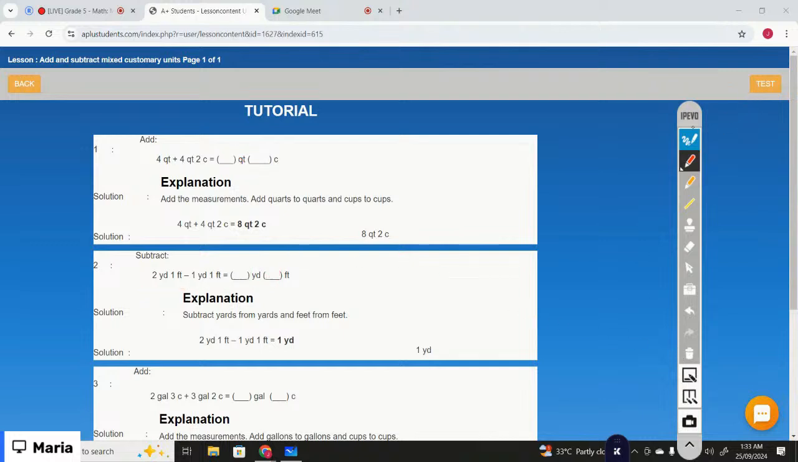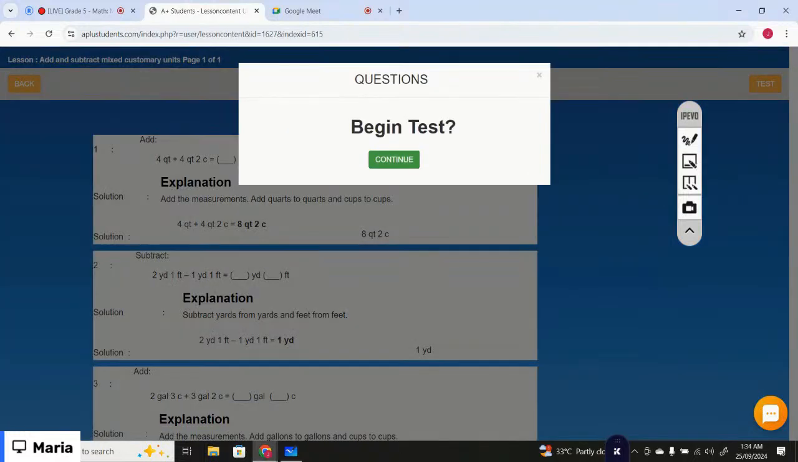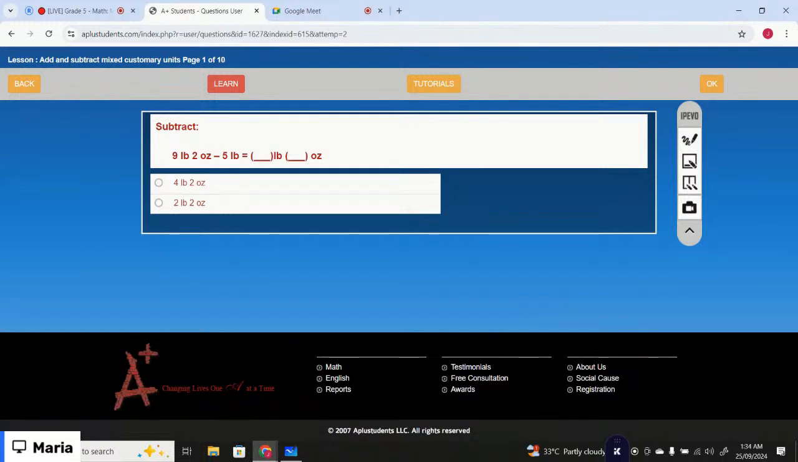Let's just start with the test questions. Okay, the next one is 9 pounds 2 ounces minus 5 pounds. Which is the correct option?